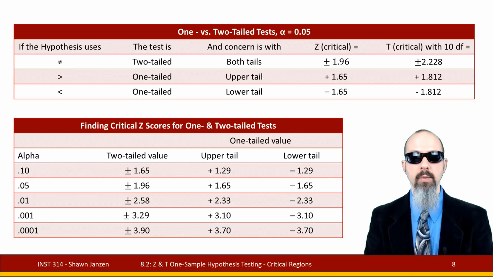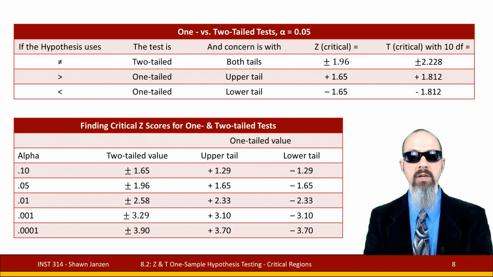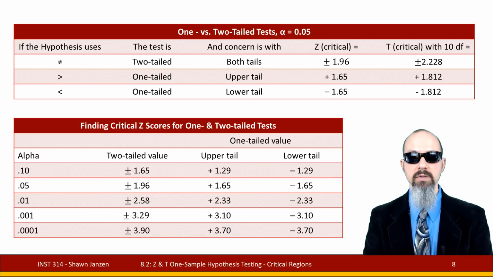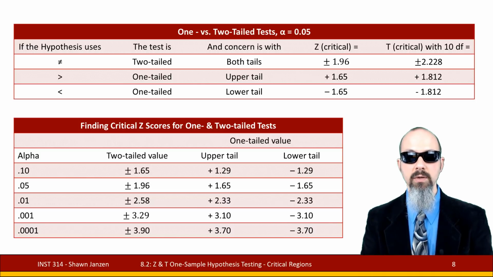And note here how we had just shown that with the z-critical, we have plus or minus 1.96 for the two-tail and positive and negative 1.65, respectively, for the upper and lower tails. If we have the t-critical, in this case with 10 degrees of freedom, you can see how the two-tail is plus and minus 2.228, and the one-tail is plus 1.812 and negative 1.812 for the upper and lower tail, respectively. Note how these scores are larger than their z-critical values.